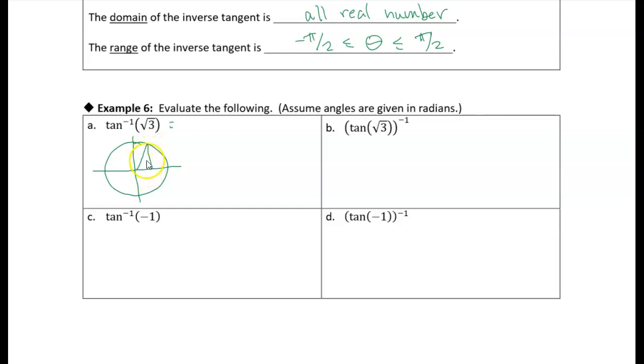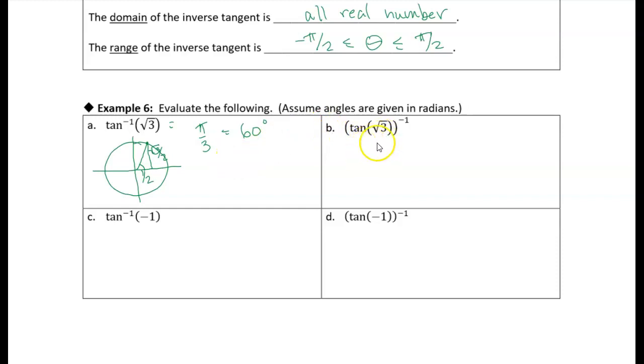The 60 degree angle has a sine of square root 3 over 2 and a cosine of 1/2, right? And so when I take the ratio of sine over cosine, you can see the 1/2s will cancel and you're left with a square root of 3. So this angle, which is pi over 3 or 60 degrees, has a tangent of square root 3. Okay, so we're looking for the angle that has a tangent of square root 3.